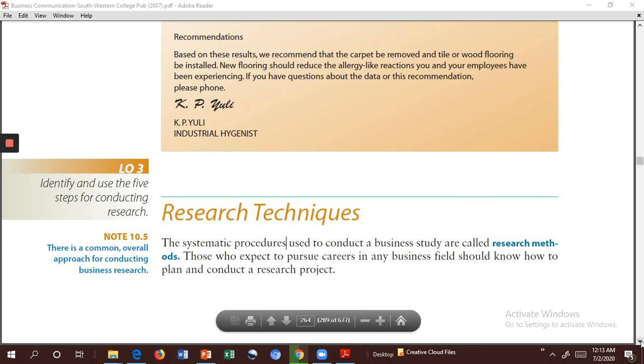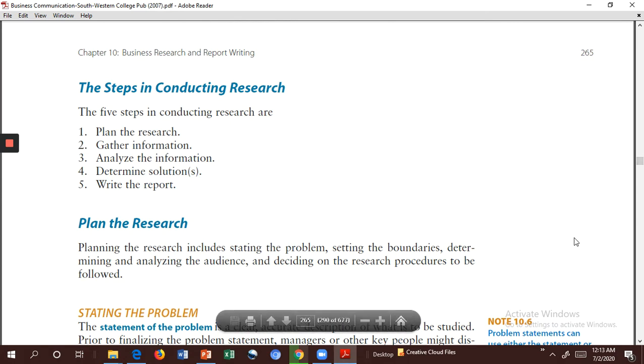All right, so let's have a look at what actually is involved here, or what is required. The steps in conducting research. The five steps in conducting research are: plan the research, gather information, analyze information, determine solution, write the report. And when you're planning the research, basically the first thing you really need to spot out is the problem, right? Why you should carry out research on a particular topic or on a particular problem, right?